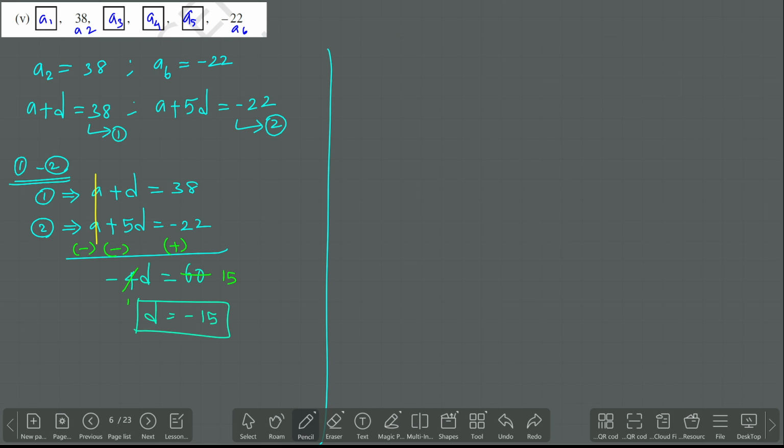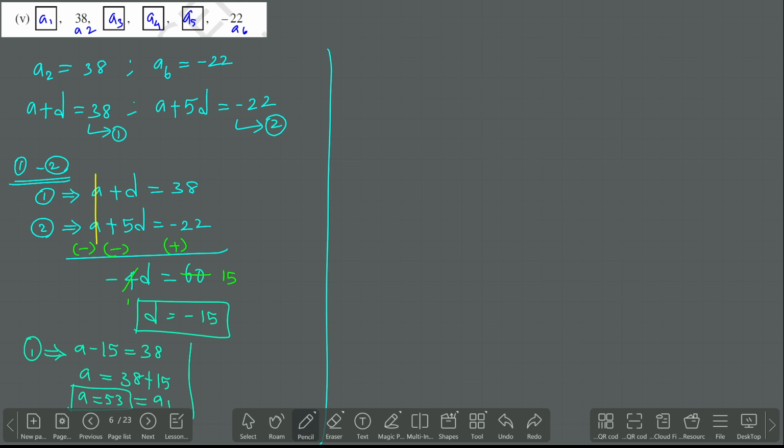A we need to know. Take it to substitute in 1. So in 1, A value I don't know, D value I know, minus 15. A equal to 38. Minus 15, when you send it to the opposite side, plus 15. When you add, what am I getting? 53. Am I right? Right. A equal to 53. That's it. Now take A and D. We are substituting in the required terms. A means A1. So A1 we got it.